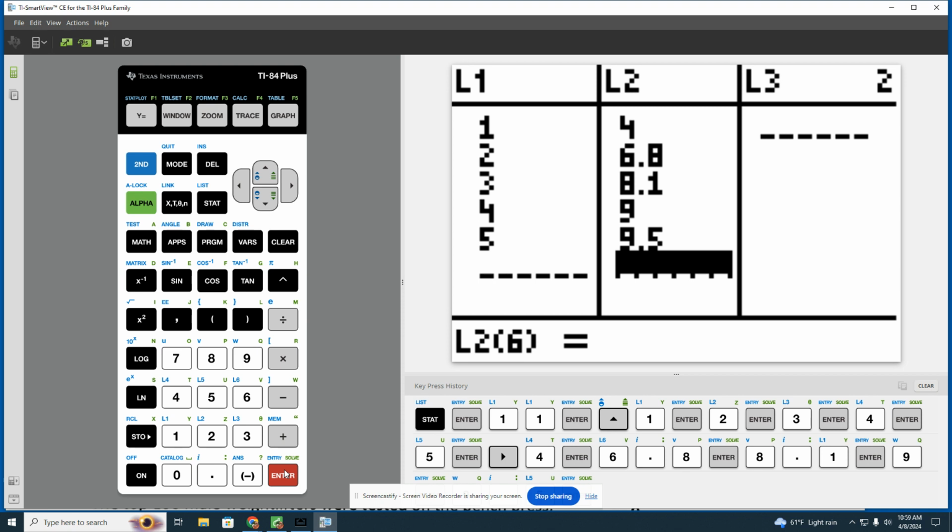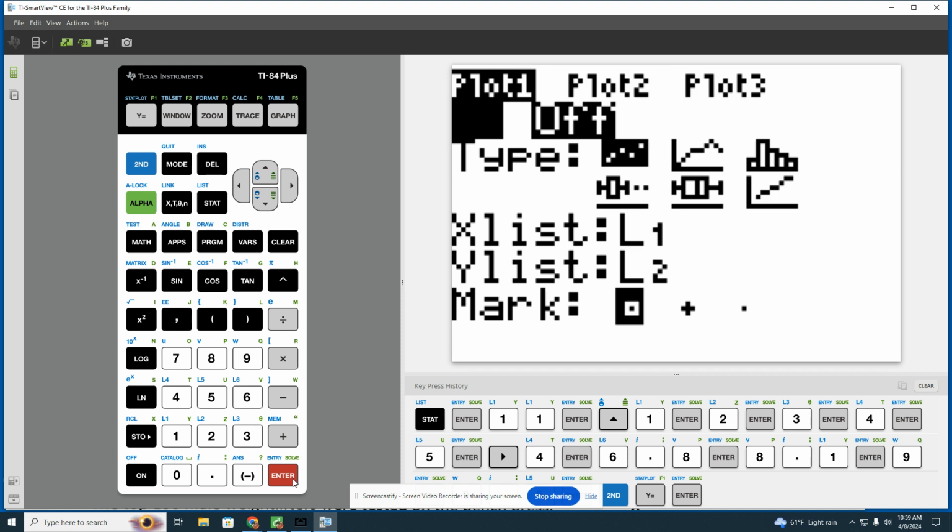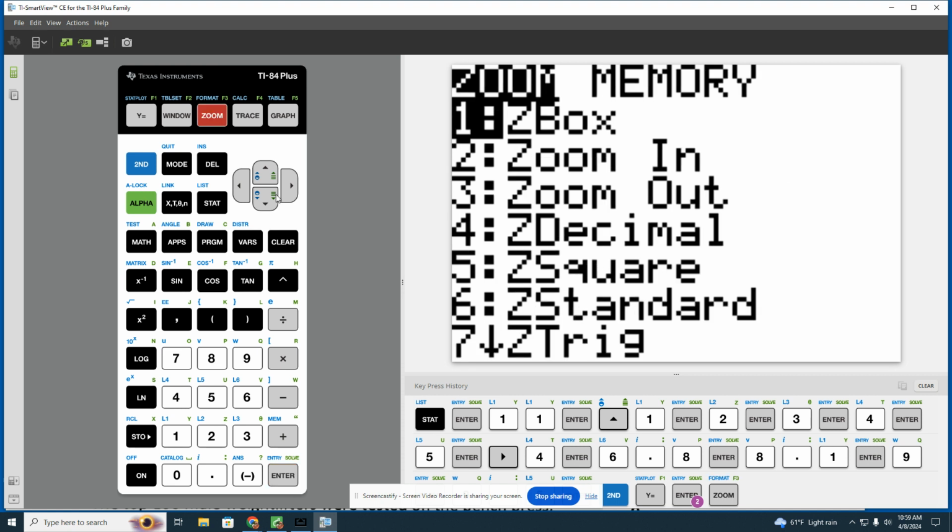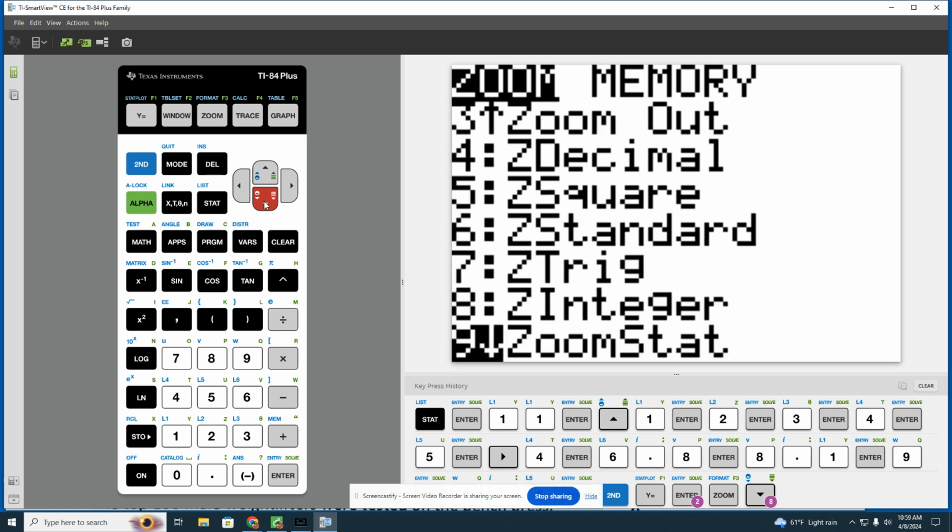How do I turn my stat plot on? Second, y equals, and you just push enter a couple times. Now my stat plot's on. But we got to tell our calculator to zoom in on the stats, remember? How do we tell our calculator to zoom in on the stats? We do zoom, and you can either scroll down until you see zoom stat, or you can remember that it's number 9.